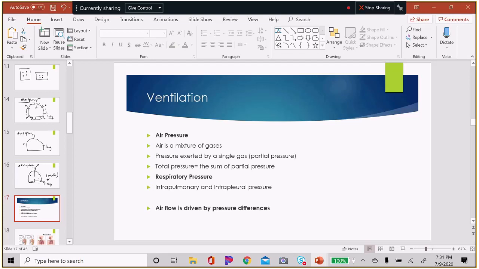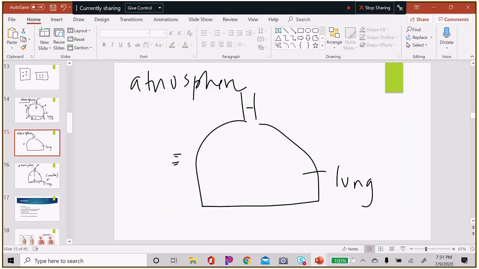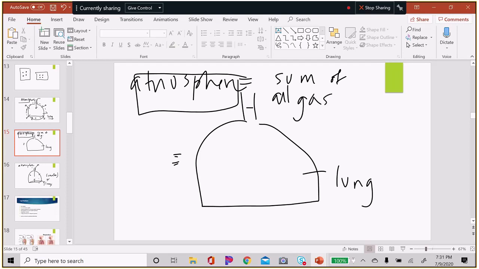The air pressure in the atmosphere is created by a mixture of gases, and each gas has its own partial pressure. This pressure in the atmosphere equals the sum of all the gases in the atmosphere.